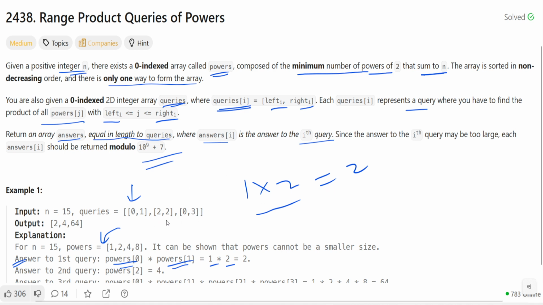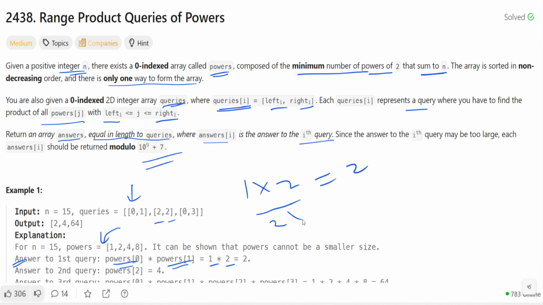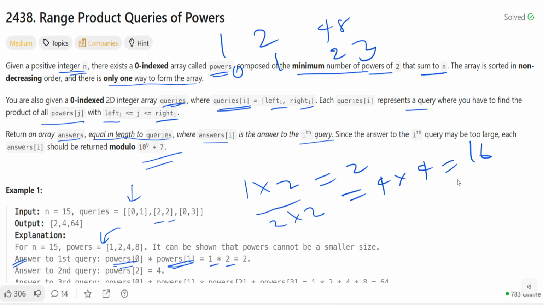Similarly, if you multiply 2 into 2, that means power at 2, which we have seen, right? What we have seen is 1, 2, 4 and 8, which are indexes 0, 1, 2 and 3. So 2 and 2 is 4 into 4, we'll get 16. So it is saying power at 2 we have given is 2 2, so we'll get 16.